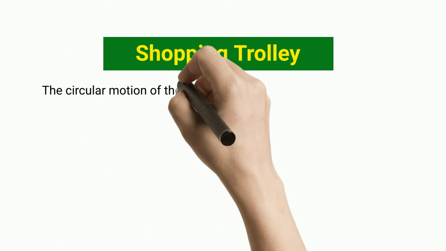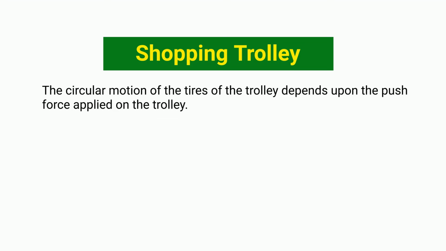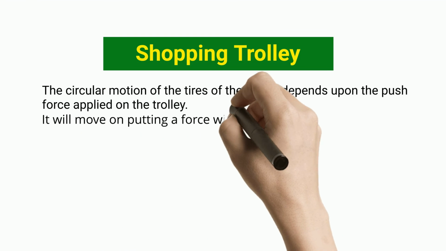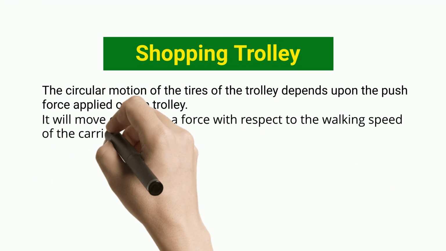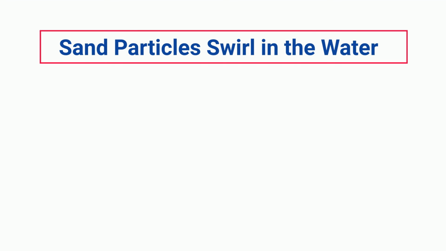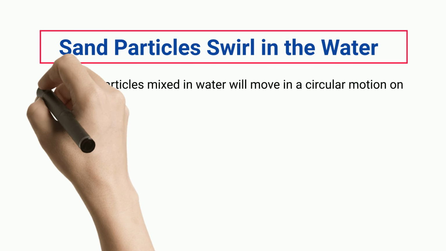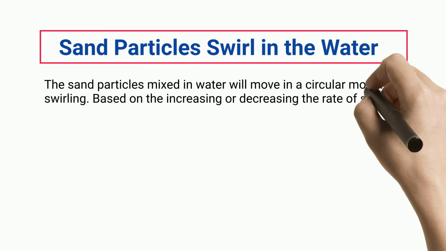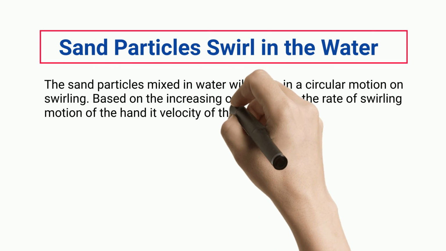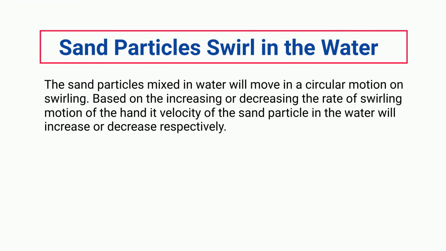Shopping trolley. The circular motion of the tires of the trolley depends upon the push force applied on the trolley. It will move on putting a force with respect to the walking speed of the carrier. Sand particles swirl in the water. The sand particles mixed in water will move in a circular motion on swirling. Based on increasing or decreasing the rate of the swirling motion, the velocity of the sand particles in the water will increase or decrease respectively.